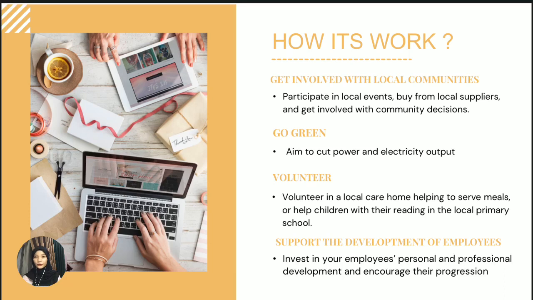Okay, third one is go green. That means you should aim to cut your power and electricity output. For instance, that I can give is ask all staff to turn off their computers when they are not using them, such as on their lunch break or during meetings. Second one is ensure everyone turns lights off in a room when they leave it. Last but not least, for example, unplug any electrical appliances when you are not using them.